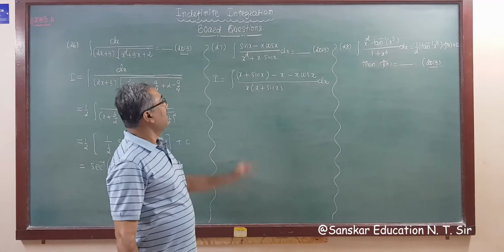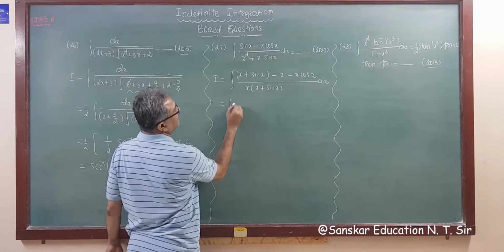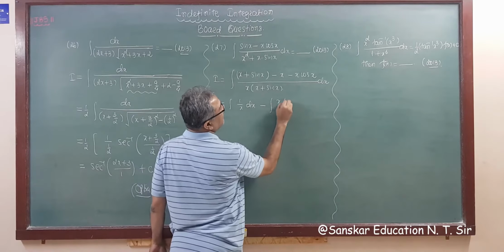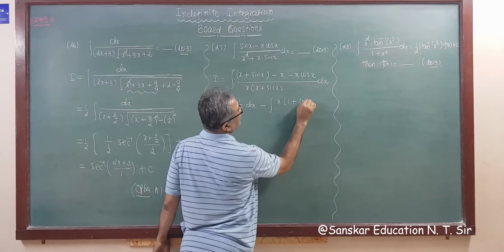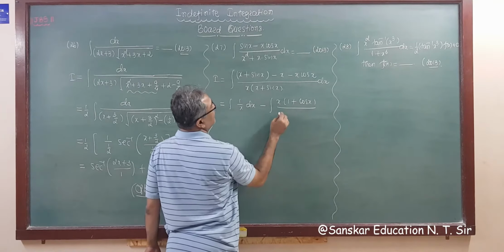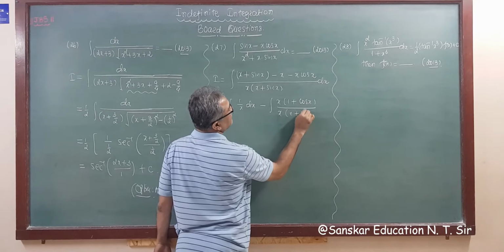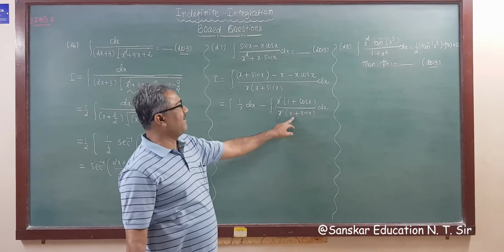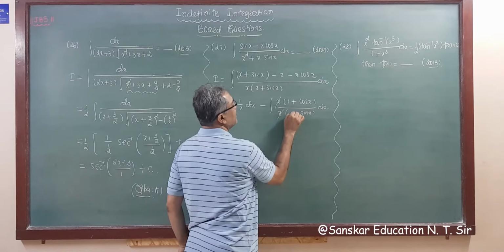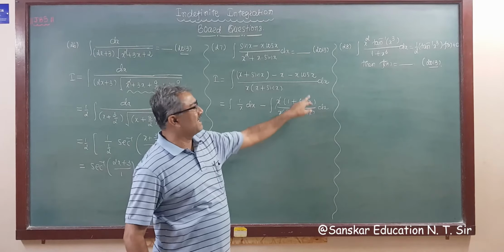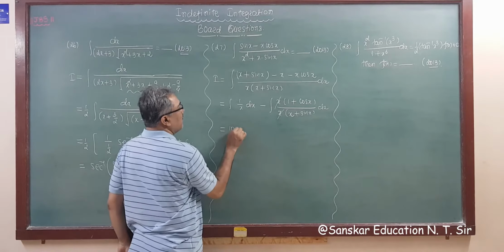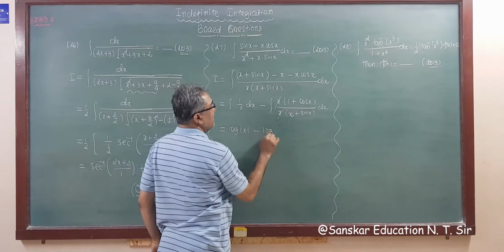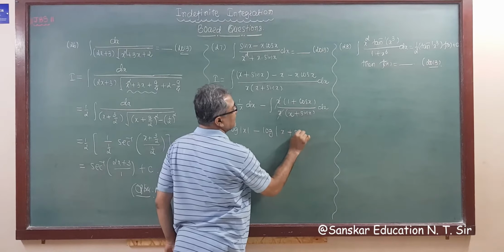Any problem? Now bifurcating, we get integration 1 upon x dx minus integration, taking x common, 1 plus cos x whole upon x into x plus sin x dx. This x will be cut. Now the derivative of x is 1 and the derivative of sin x is cos x. So what we get? Log mod x minus, derivative of the denominator is in the numerator, so the answer will be log mod x plus sin x and plus c.